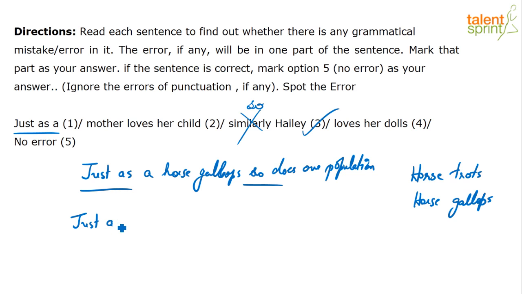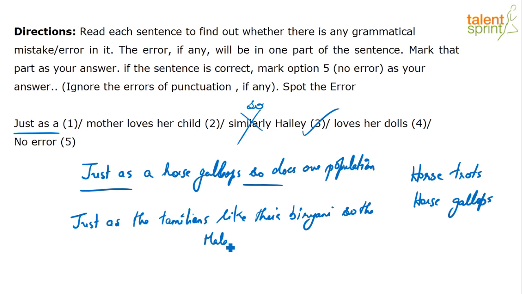Let's look at some example sentences. Just as the Tamilians like their biryani, so the Malayalis like their, what's their favorite dish that they like? I'm trying to figure out. Puttu. Haha. Okay. You can come up with your own example sentences. Anyway, that's the construction, just as and so.